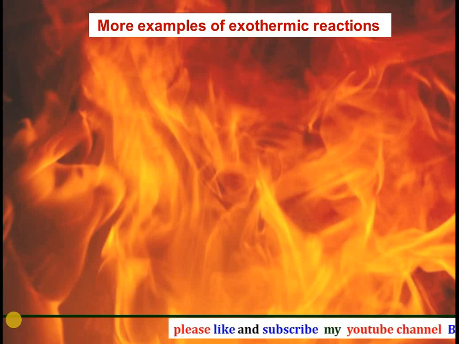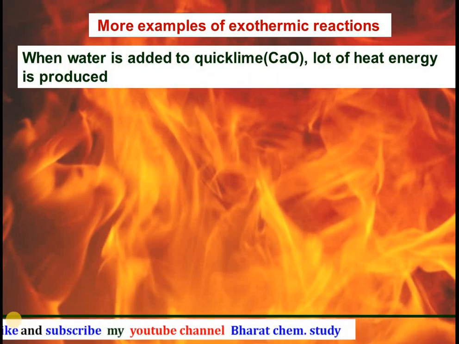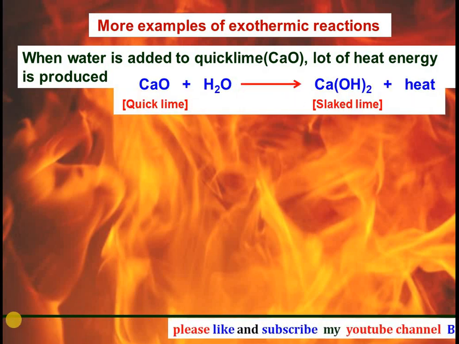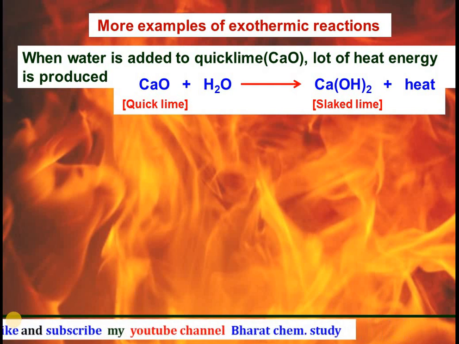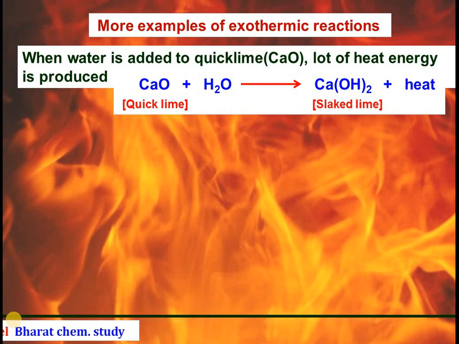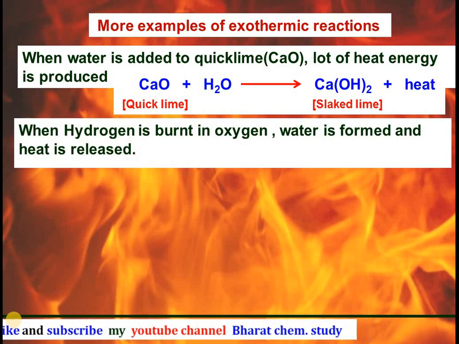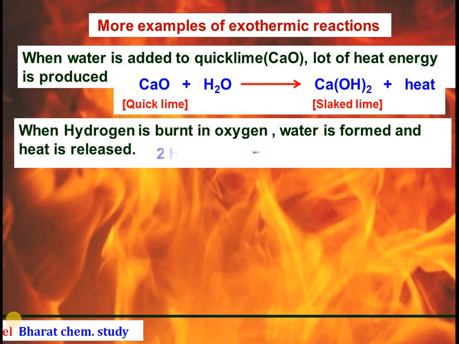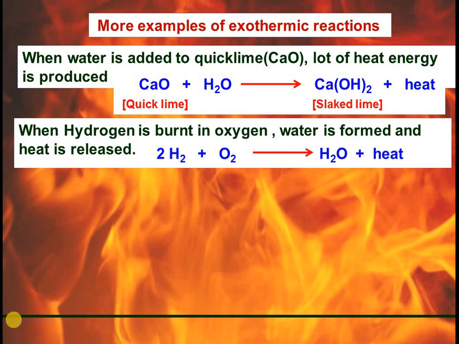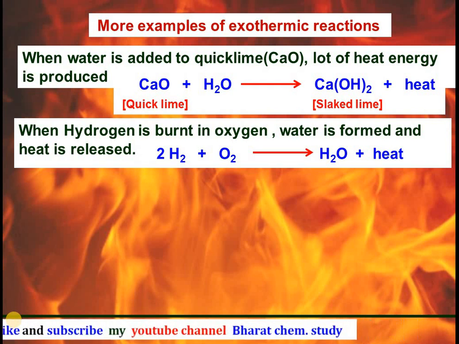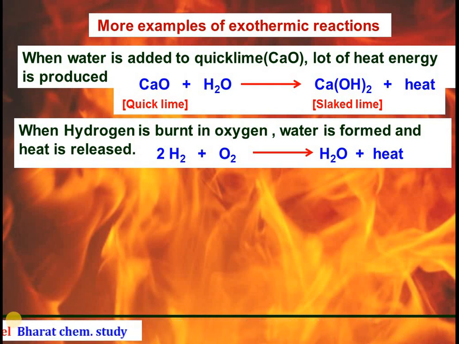More examples for exothermic reactions are: when water is added to quicklime, that is calcium oxide, a lot of heat energy is produced, and the reaction is calcium oxide plus water gives calcium hydroxide, and heat is produced, which is written on the product side. When hydrogen is burned in oxygen, water is formed and heat is released, which is also written on the product side. So always remember, when heat is written with the plus sign on the product side, that means the reaction is exothermic.